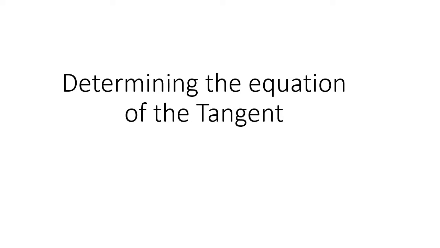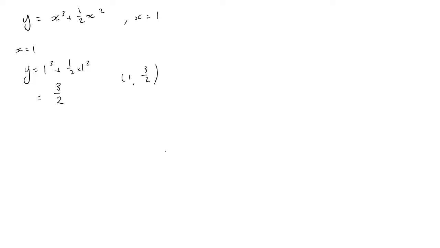In this video, we'll learn how to determine the equation of the tangent. So let's say we had the polynomial y equals x cubed plus half x squared, and we're trying to find the tangent at the point x equals 1. Our first step is to substitute x equals 1 into the equation. So y equals 1 cubed plus half 1 squared, which is equal to 3 on 2. So the point (1, 3 on 2) is a point on the tangent.